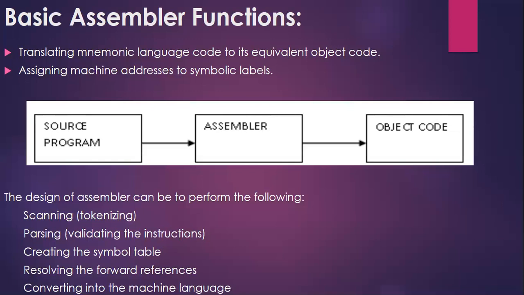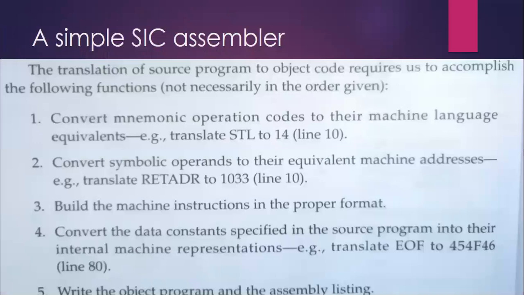Then, at last, converting into machine language. The assembly level language we have should be converted to machine language. So these are the total 5 different steps which should be performed by an assembler. Here we have a simple SIC assembler. As I specified, we are discussing the SIC machine, so we'll see what this SIC assembler's job is.